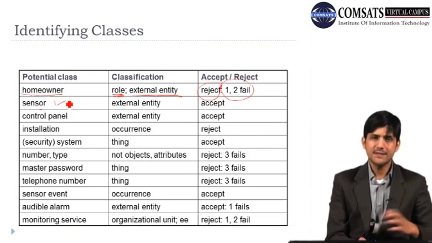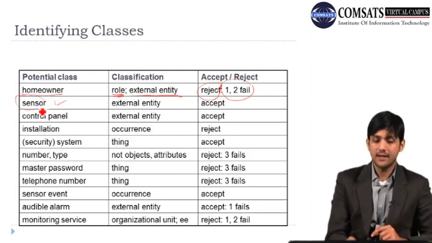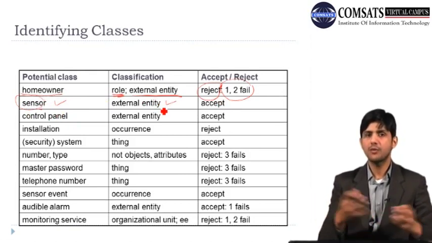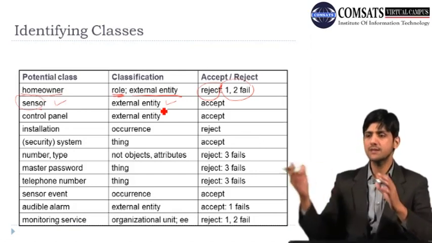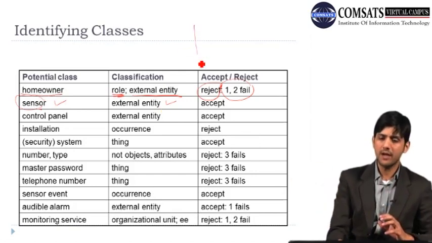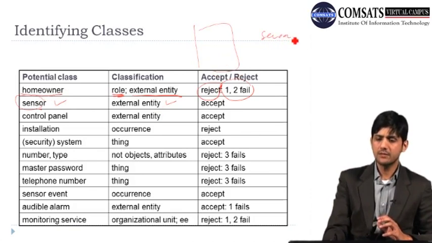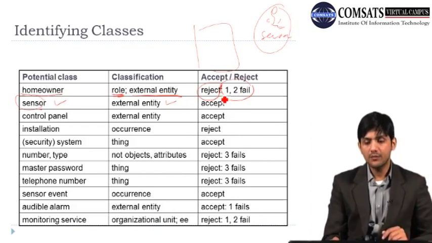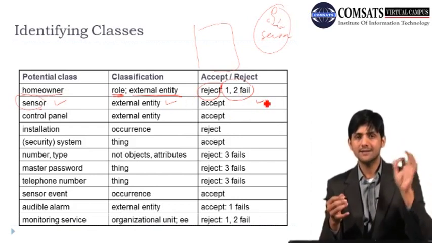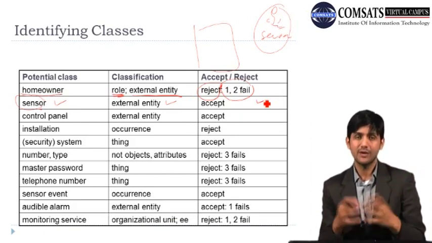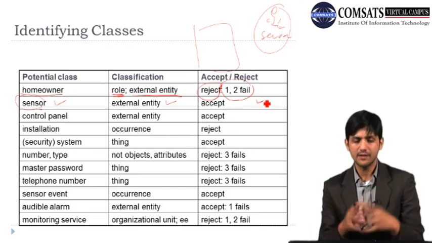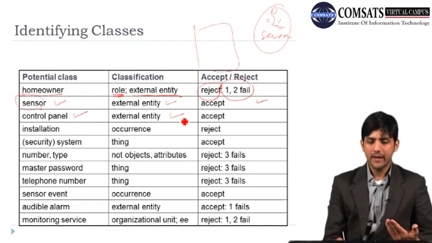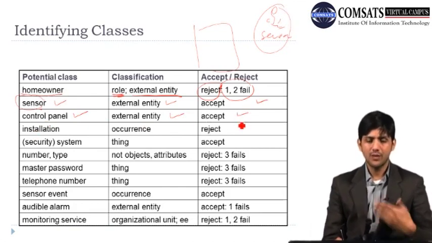And then, as we saw when we were discussing those different criterion, sensor is an external entity, because it's not part of the system. We are going to buy sensors, we are going to deploy these sensors, and our system is actually going to get some information about the sensor. So if we make a use case diagram, then the sensors would be an actor. They will be outside. So this is an external entity, but we need to accept it, because it satisfies all those criterion, as we discussed. Similarly, control panel is an external entity, and we need that, so we are going to accept that.